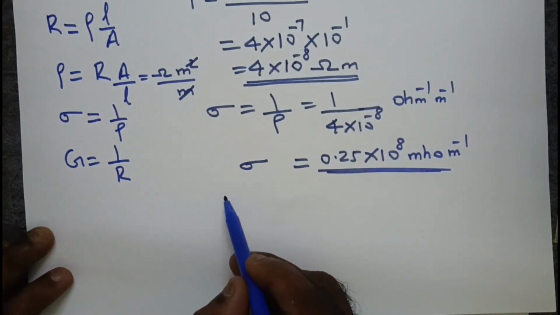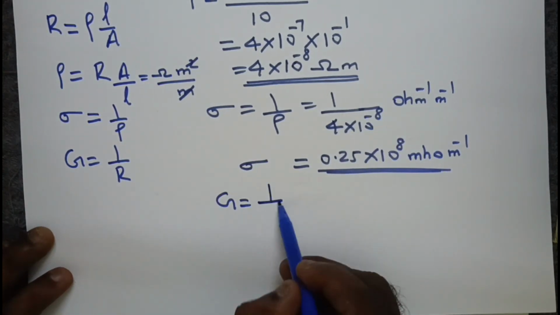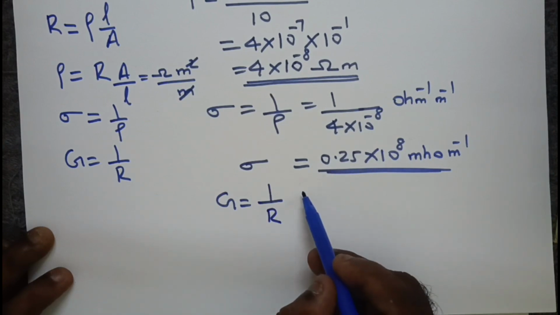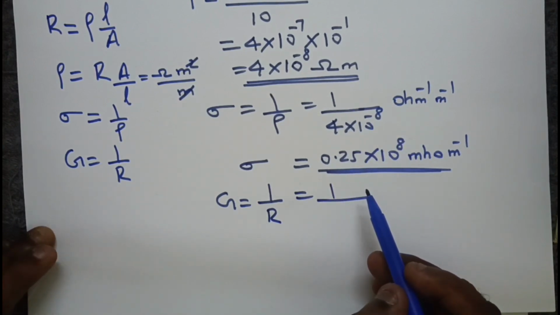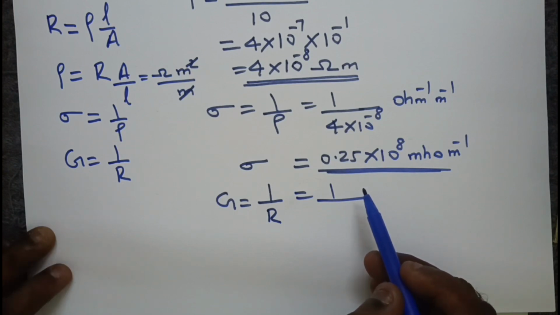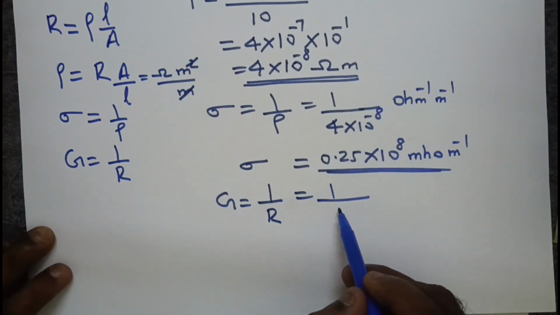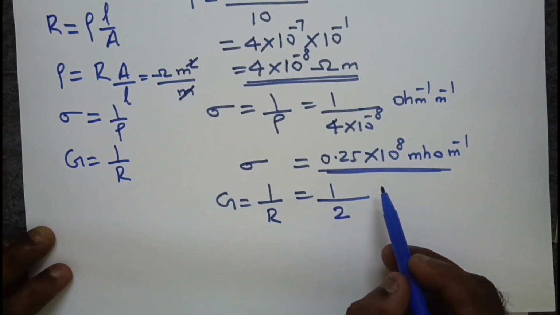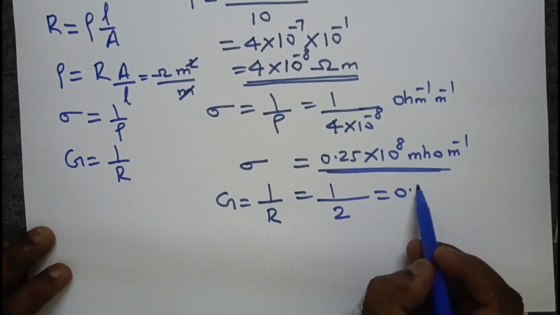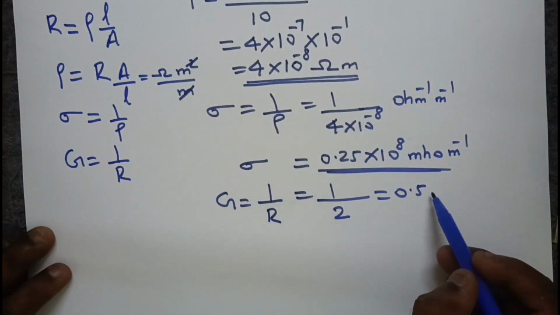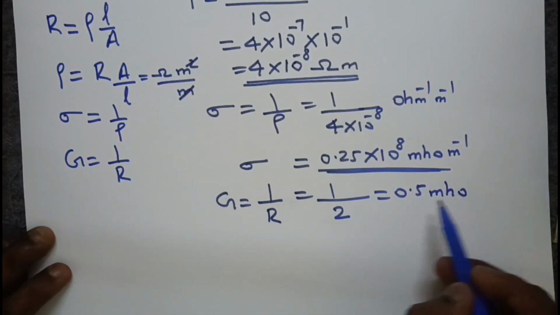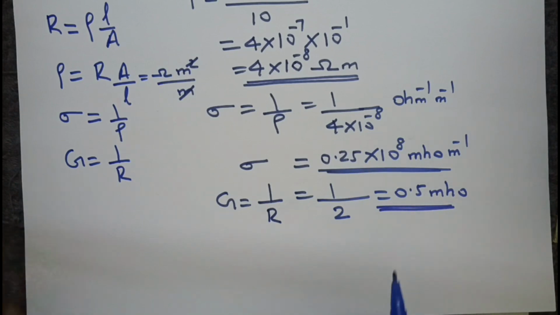Now conductance, G. G is the reciprocal of resistance. Resistance is given here. So 1 by, what is the resistance value? Resistance is 2, right? That is equal to 0.5, 1 by ohm. That means ohm raised to minus 1, or you can write mho. 0.5 mho. Hope you understand, my dear children.